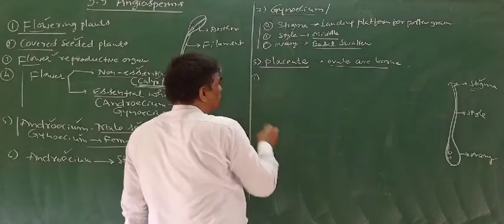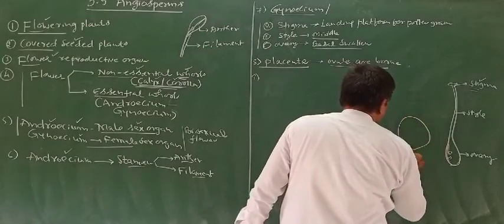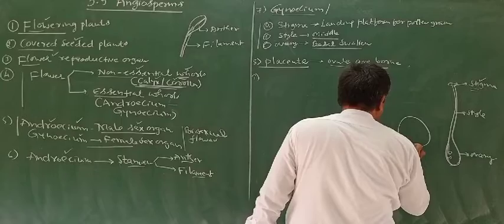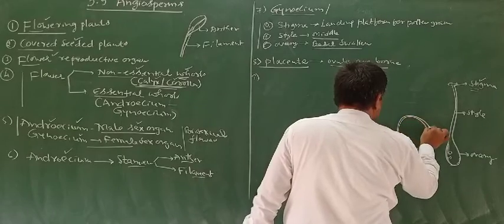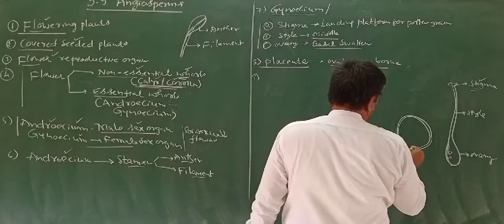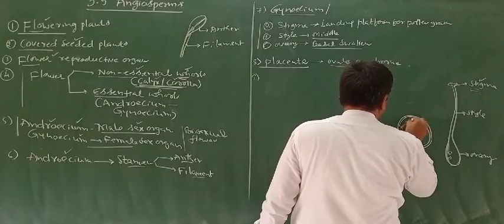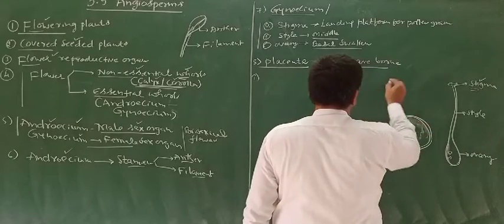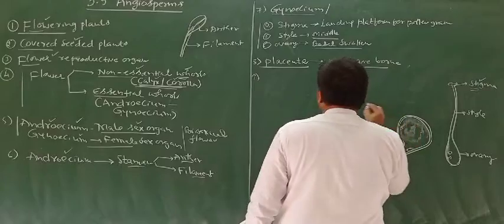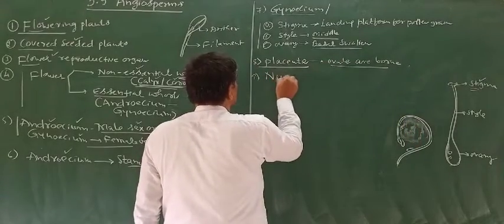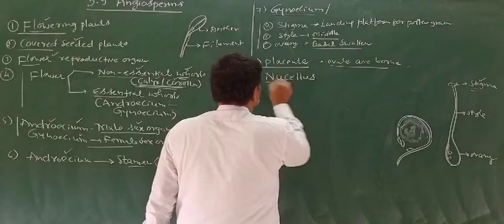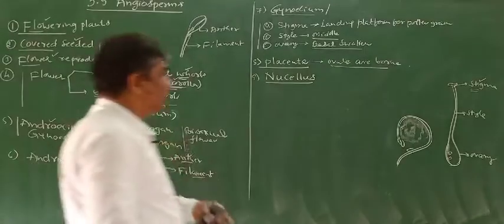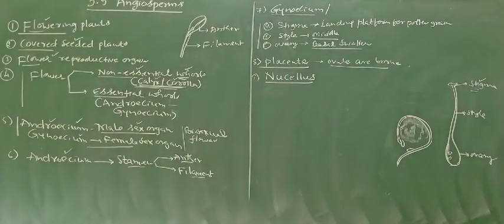And when we come to this ovule, it is made up of different structures. The ovule is present like this, attached to the placenta. And as you studied already in the case of gymnosperms, this ovule, also called megasporangium, contains a tissue known as nucellus. Each ovule has nucellus tissue.